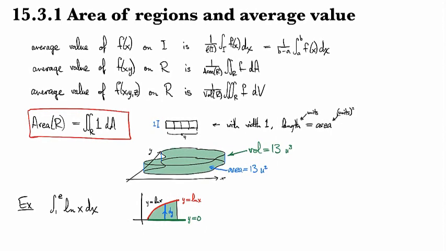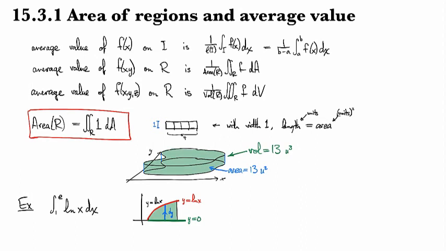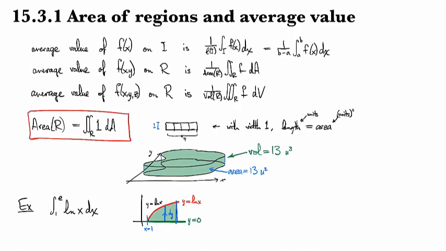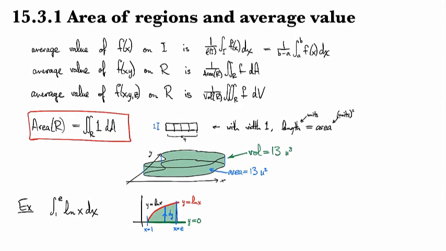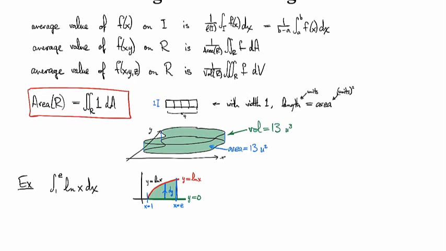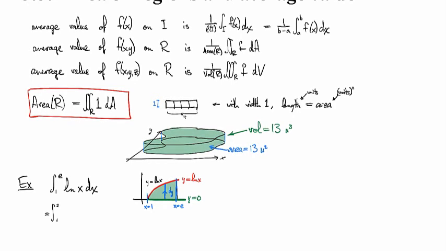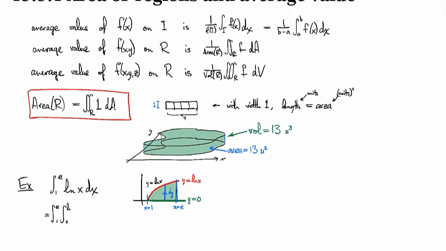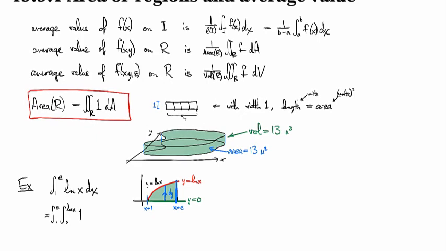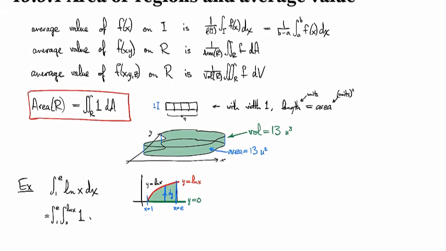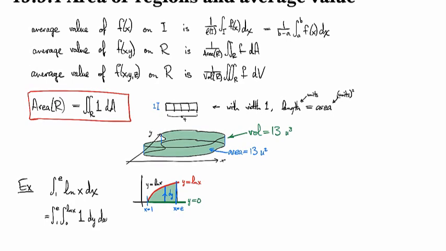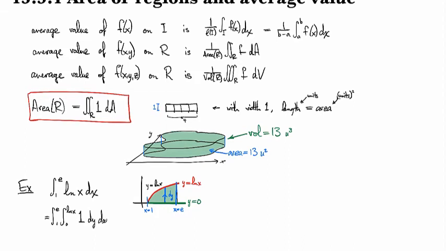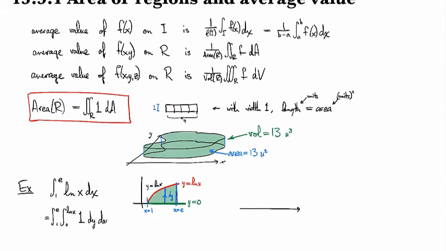And then we did those slices from, I guess here's the first one at x equals 1, and then here's the last one at x equals e. So in other words, this integral is the same thing as the double integral of the function 1 dy dx, right?